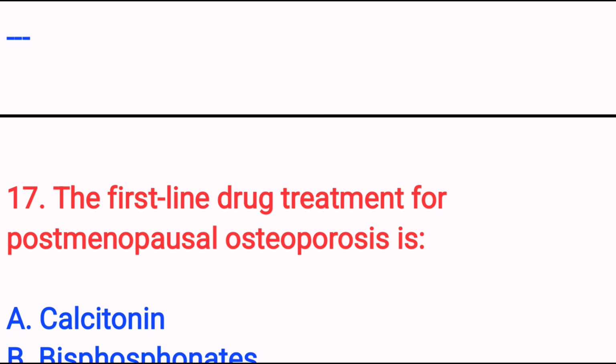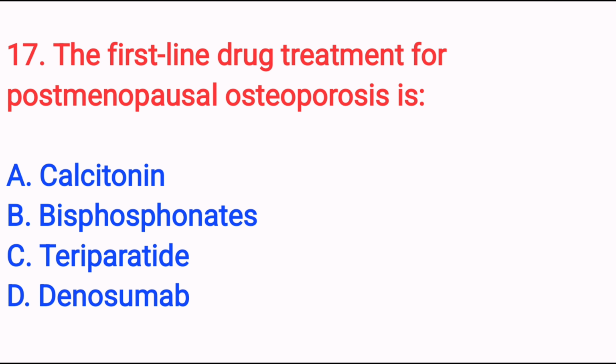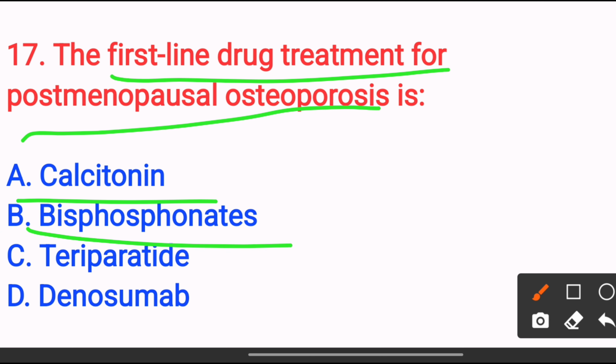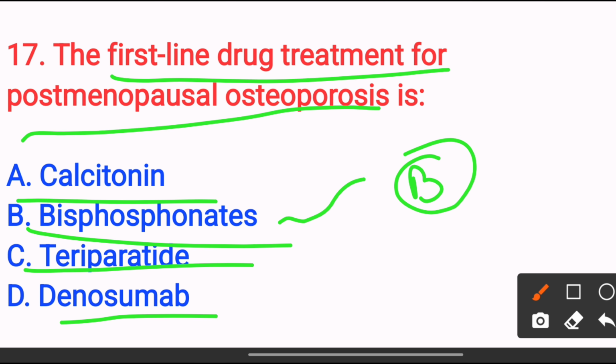Next, the first line drug treatment for postmenopausal osteoporosis is option A, calcitonin. Option B, bisphosphonates. Option C, teriparatide. Option D, denosumab. The answer is option B, bisphosphonates, because it inhibits the osteoclast mediated bone resorption and are the first line agents in the postmenopausal osteoporosis.